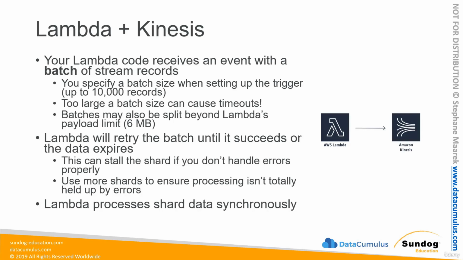Also remember that Lambda processes shard data synchronously. It's not going to be splitting that data up and processing it in parallel. So you do need to take care about thinking about your batch size, how much data you're sending through in a single batch, and making sure that that's something that a synchronously processed Lambda function can get through within a short amount of time.